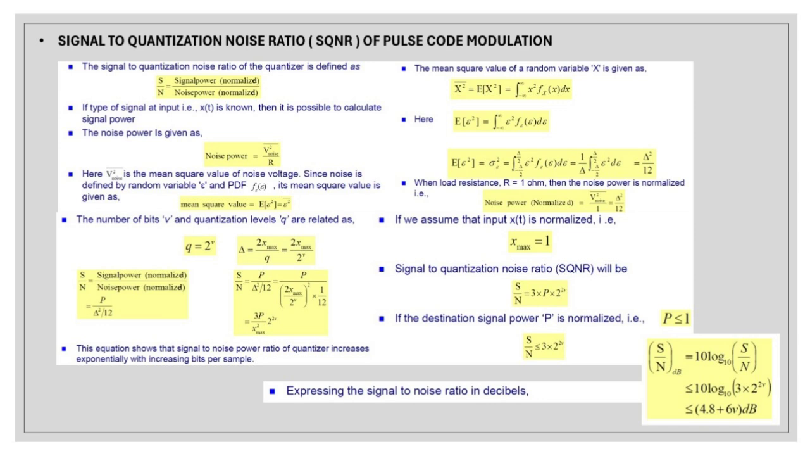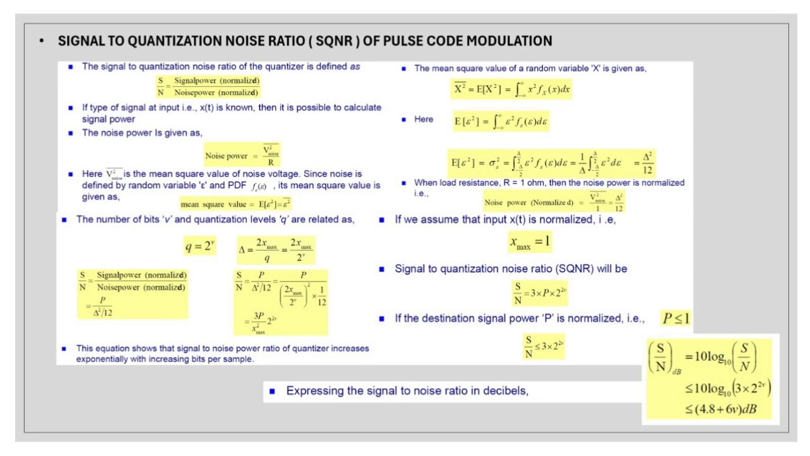Signal to quantization noise ratio, or SQNR, is a crucial metric in evaluating the quality of a PCM system. It measures the ratio of the power of the original signal to the power of the quantization noise introduced during the analog to digital conversion process. A higher SQNR indicates better signal quality, as it means the quantization noise is relatively low compared to the signal.